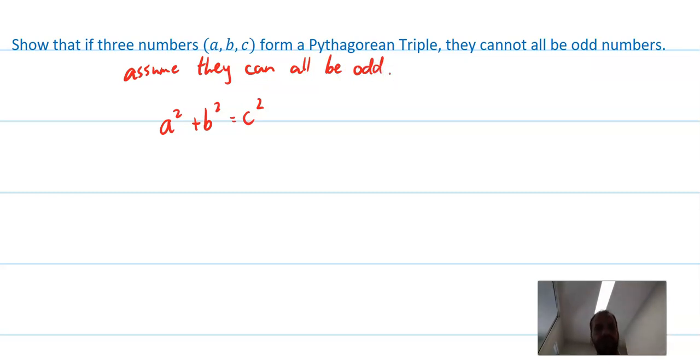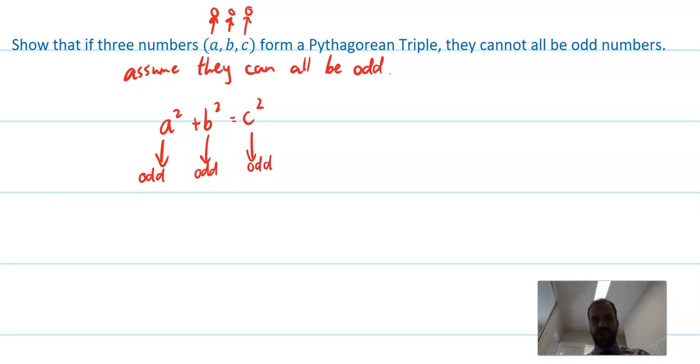All right, so if we have A, B, and C and they're all odd, odd, odd, what happens when you square an odd number? I'm not going to prove it, but when we square an odd number, we will also have odd, odd, and odd. You can prove that by direct proof if you want to, but take my word for it. Squaring an odd number gives you an odd number.